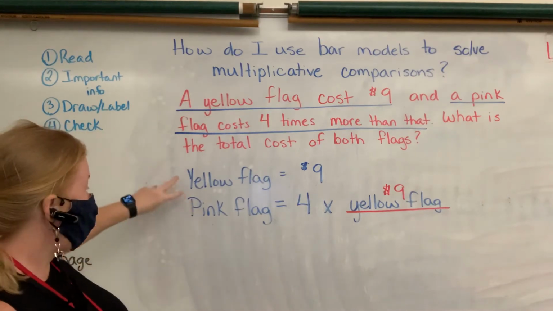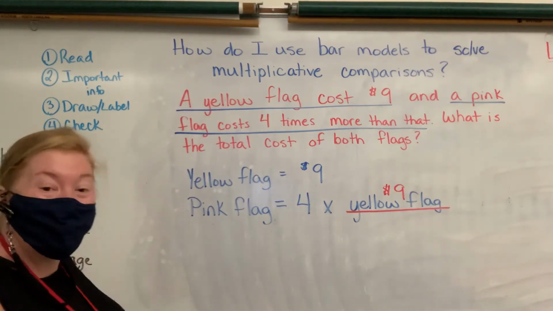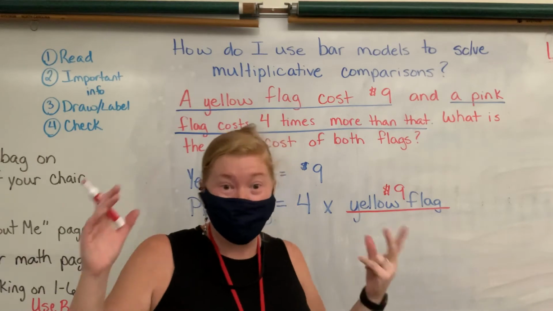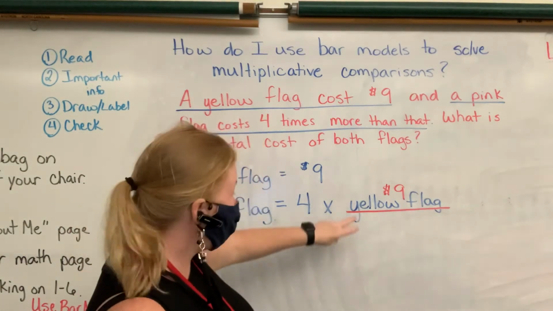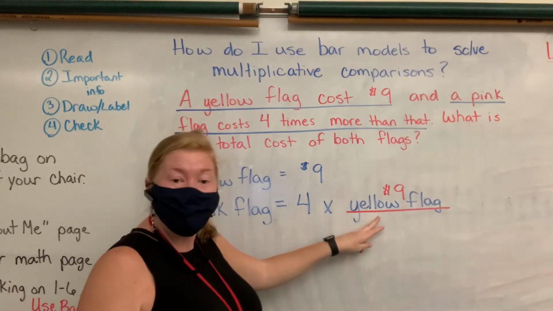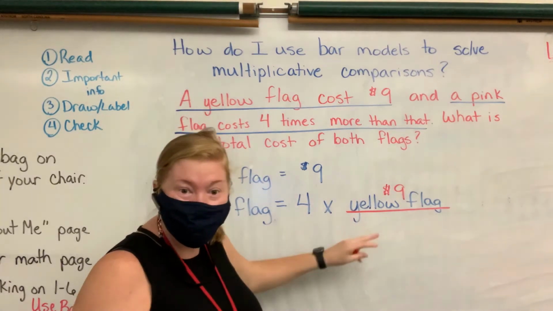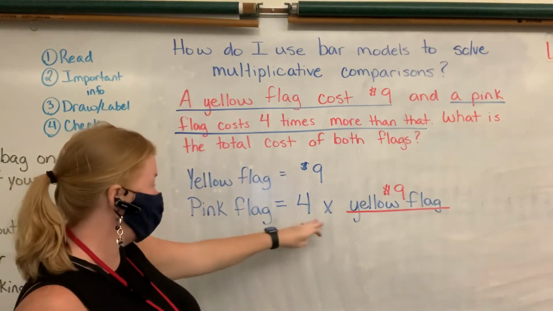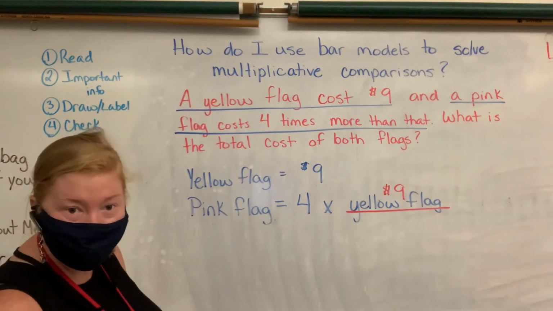So I have my important information written out, but when I write out my important information and I think about it, I can easily see now how I'm getting a multiplication sentence. I'm getting some numbers to fill in to figure out what everything equals.